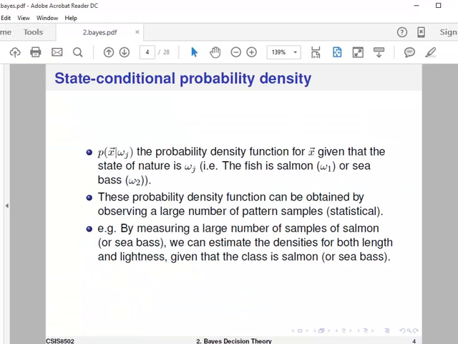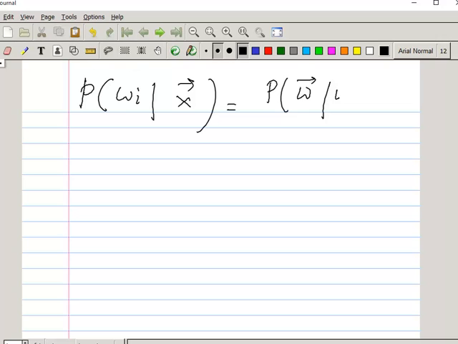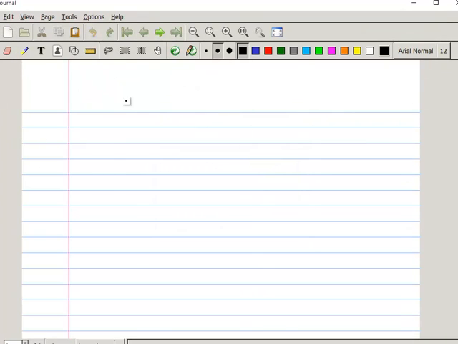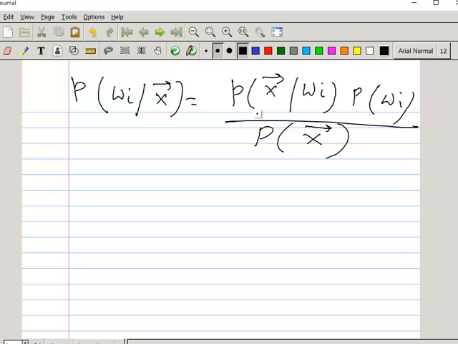So Bayes' theorem, let's come to that. So this is what we have already discussed. So if we look into this particular formula, this is again posterior probability of Wi. I will rewrite again: P of Wi given X vector is P of X vector given Wi, P of Wi, the equation is same.